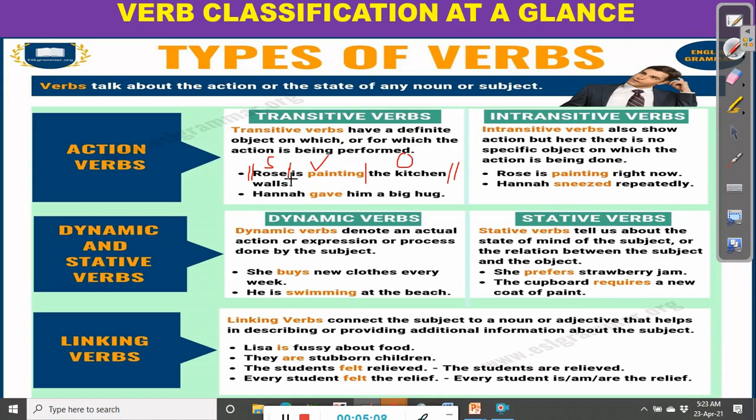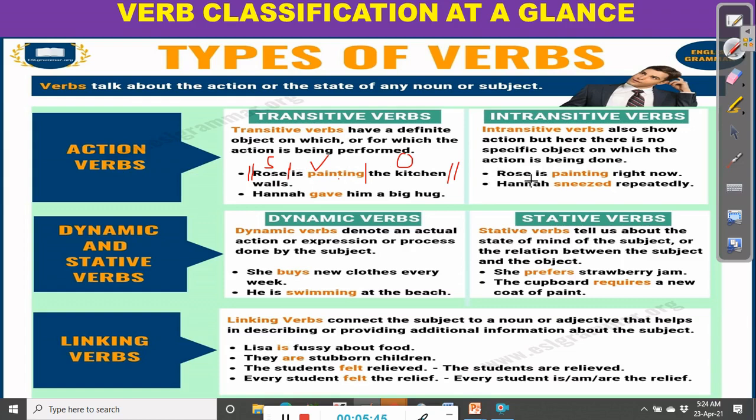Whenever you find action verbs, you discover that the action verb here is painting. All right, Rose is painting the kitchen. Whenever you use paint, somebody will ask you, if you say Rose is painting and you end it, somebody has to ask you, is painting what? Because it has to take an object. All right, it requires an object to complete its meaning. That's what action verbs do.